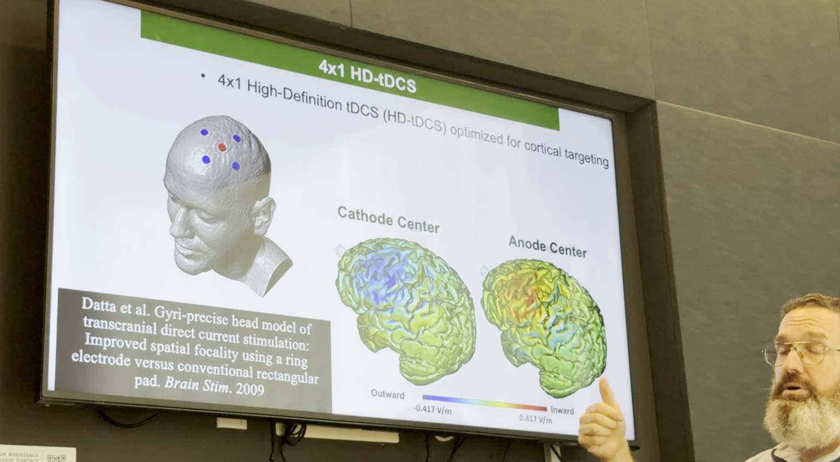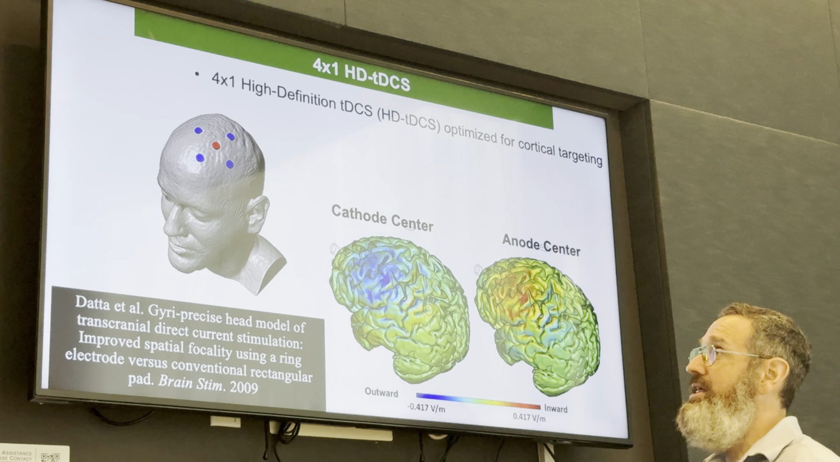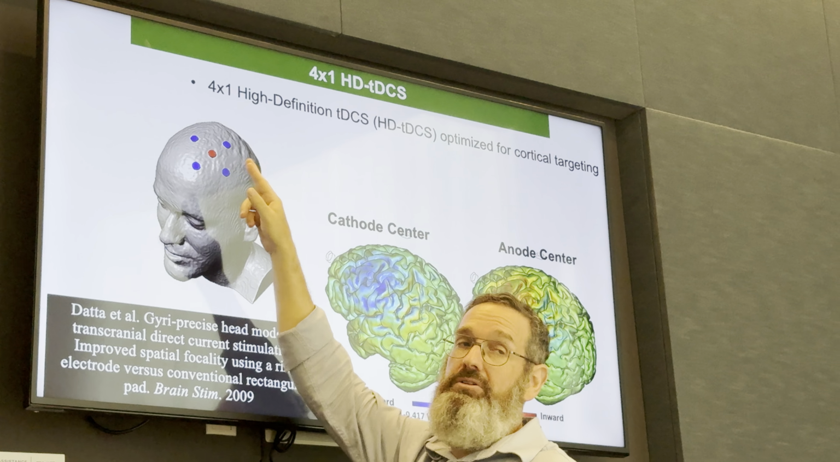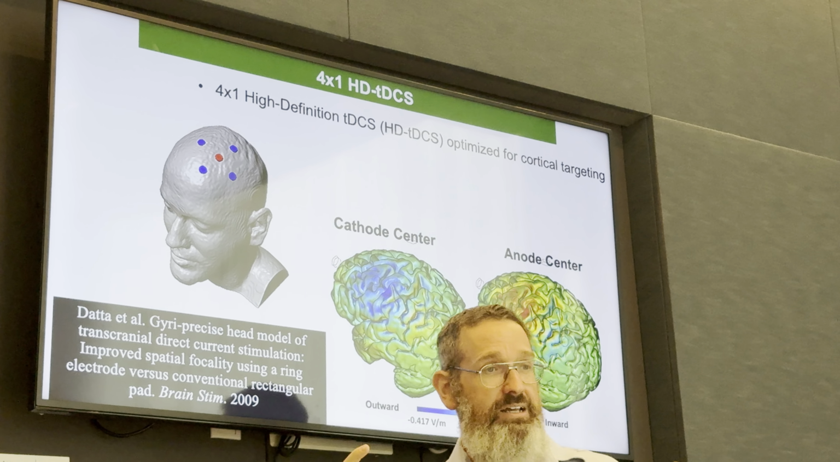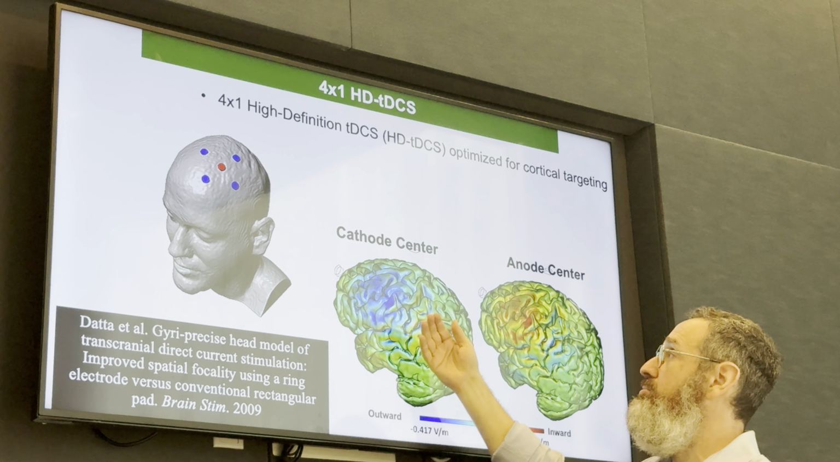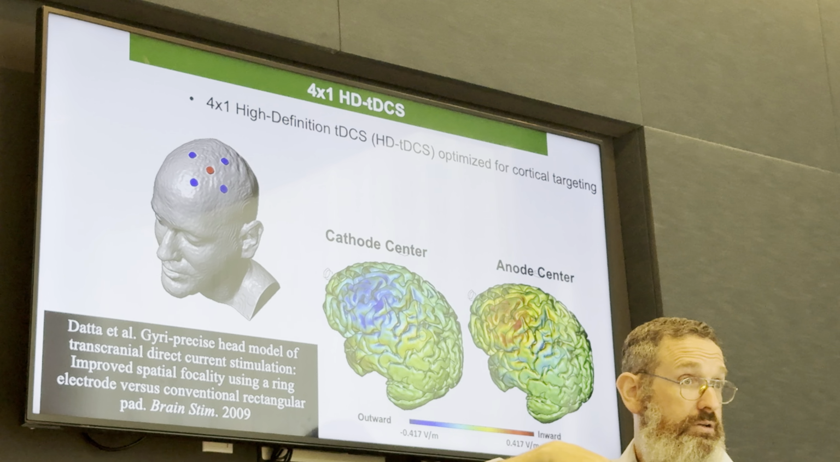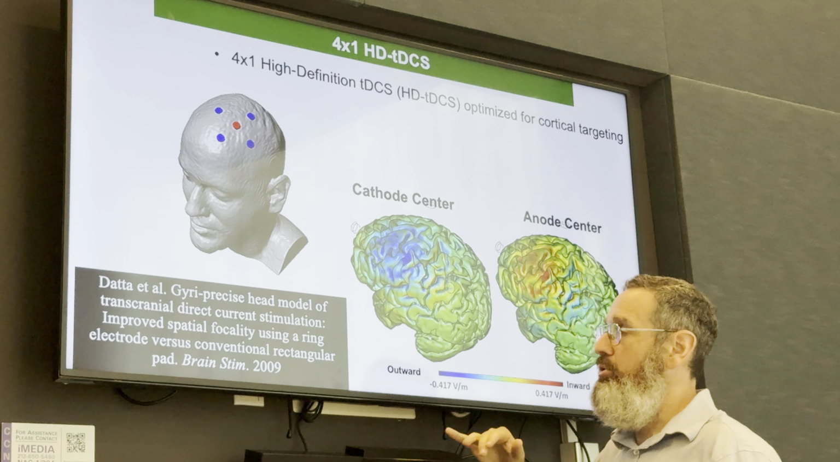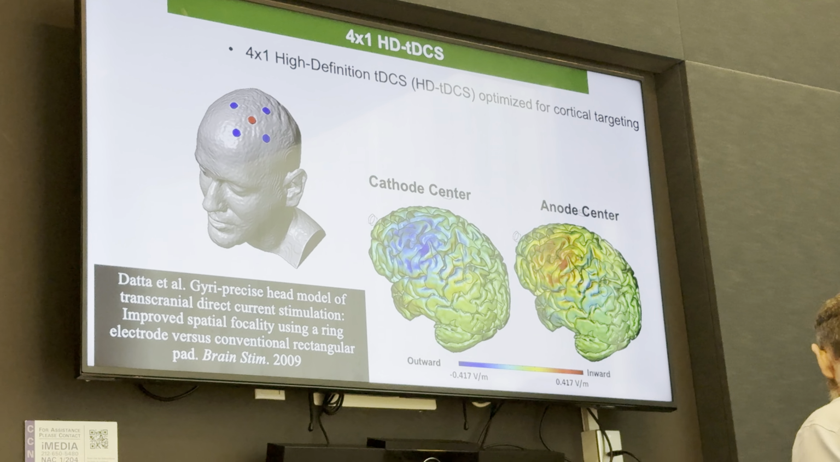Now, if we flip the polarity of the electrodes so that the middle is now the cathode and the outside is now the anode, the direction of polarization flips as well. So now we have mostly outward going current, right? And this is soma hyperpolarizing. So this is the 4x1 montage.